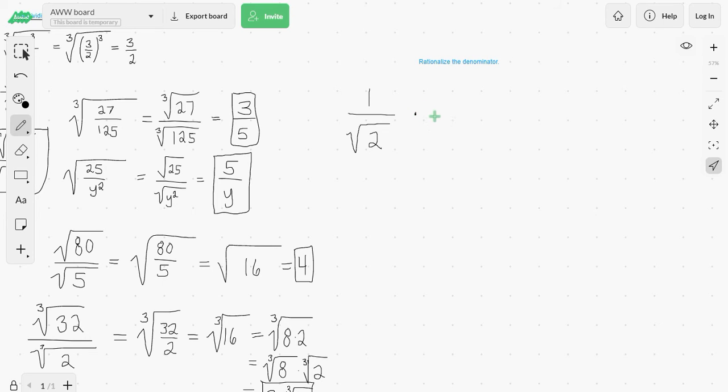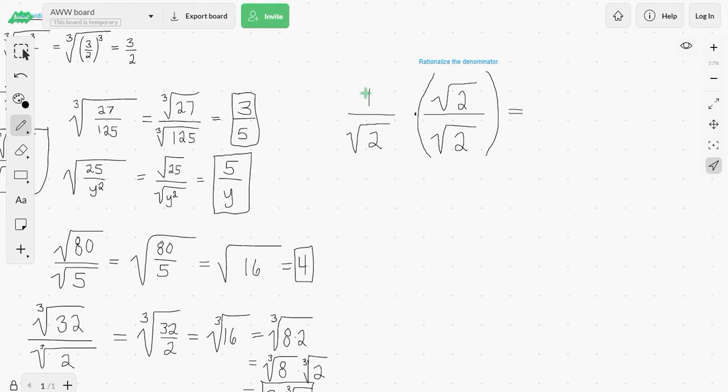We can take the top and bottom of this fraction and introduce a factor of root 2 in each. So we get top and bottom multiplied by root 2 over root 2. Notice root 2 over root 2 is just equal to 1. So we're performing a perfectly legitimate operation here. We're just multiplying by 1.